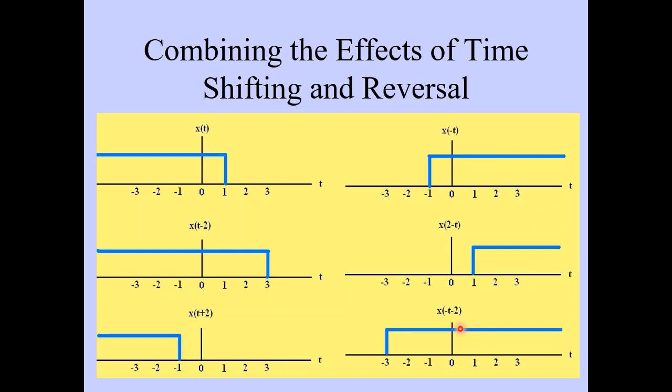So this is x of negative t minus 2. And notice now the edge is over here at negative 3. So time shifting and time reversal by themselves are pretty simple properties of what we can do with a signal. But when we combine them like this, it can sometimes get a little tricky, and we just have to be careful that we're shifting things in the right direction.